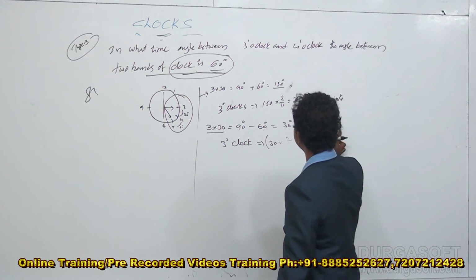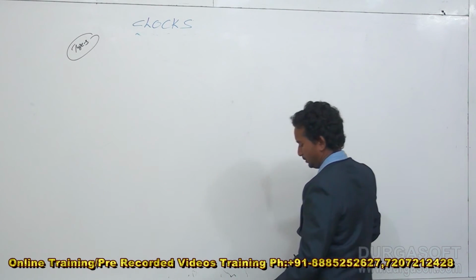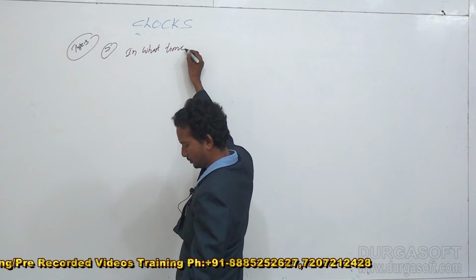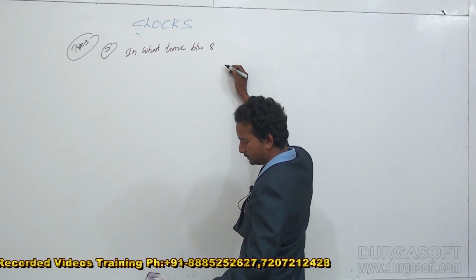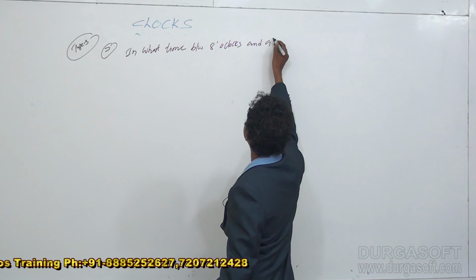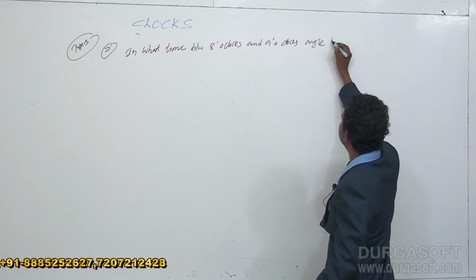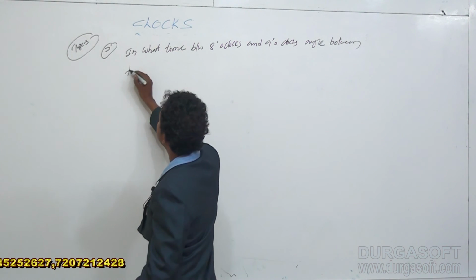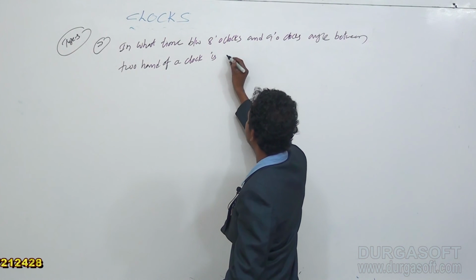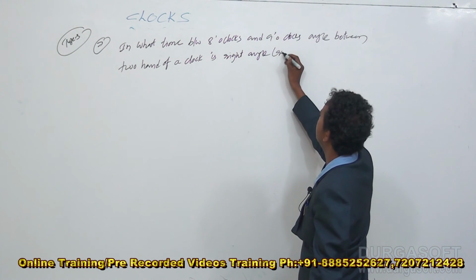Okay. Now next problem. Now the seventh problem I am taking here: at what time between 8 o'clock and 9 o'clock is the angle between the two hands of a clock a right angle? Nothing but you take 90 degrees here.